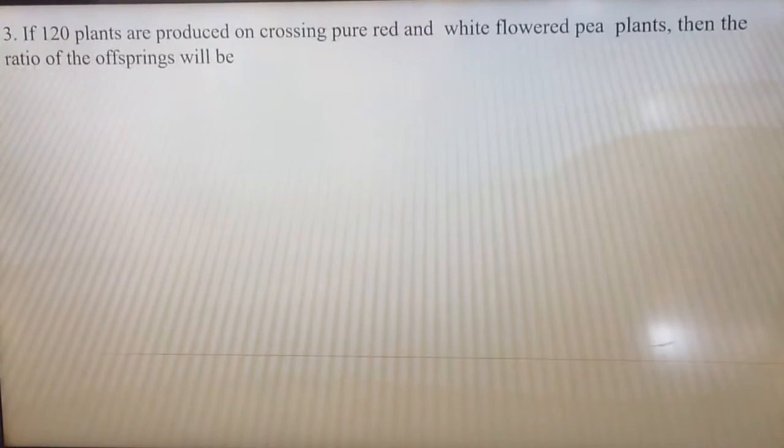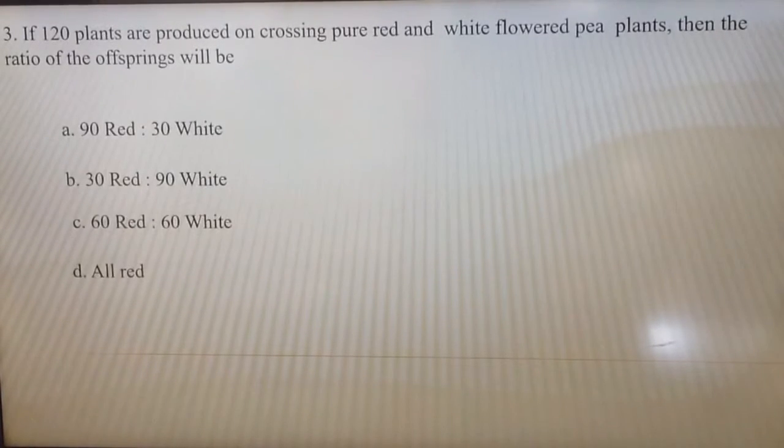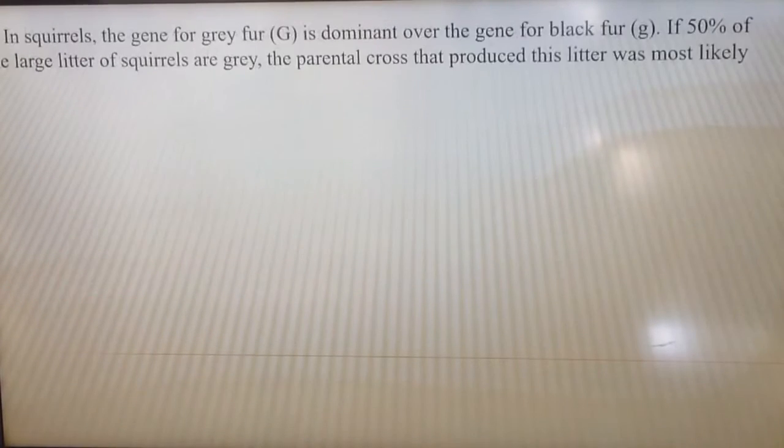As we move on to the next: if 120 plants are produced on crossing pure red and white flowered pea plants, then the ratio of the offsprings will be. So 120 individuals are obtained here. Here we are crossing pure red with pure white, which gives the F1 generation. In this F1 generation all are red. Now we need to mark here that the plant used here is pea plant. Secondly, nowhere is it mentioned about incomplete dominance. So this is rightly Mendelian inheritance. So we have all red flowers.